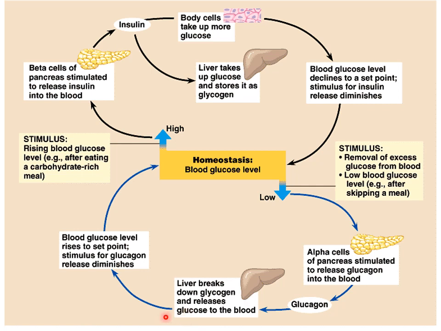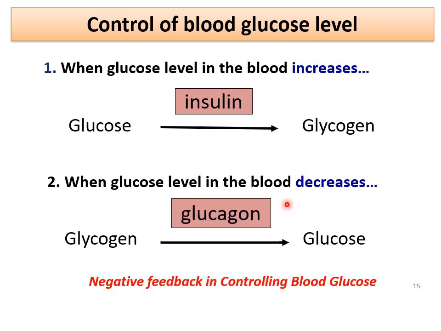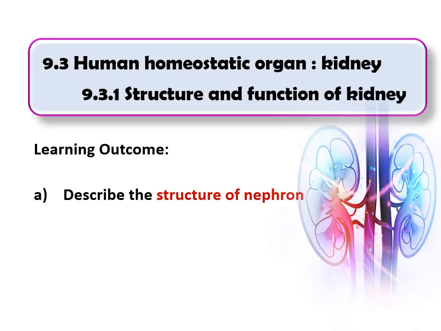That is called gluconeogenesis. So glucose level will increase and bring the glucose level to normal, so it involves a negative feedback mechanism. So when glucose level in the blood increases, beta cells will secrete insulin and glucose will convert into glycogen. And when glucose level in the blood decreases, alpha cells will secrete glucagon, so glycogen will break down to glucose. For learning outcome, next we look at the structure of the nephron.